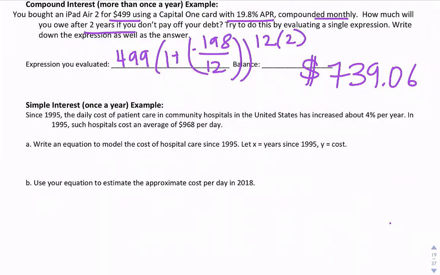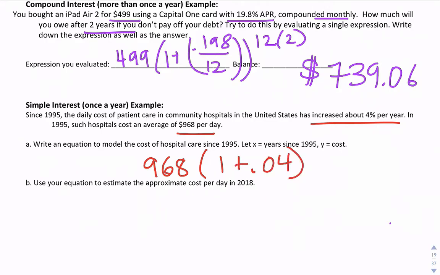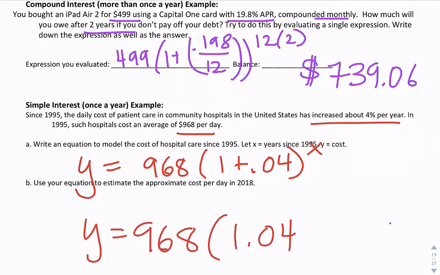In 1995, the cost of patient care in community hospitals has increased 4% per year. Such hospitals average $9.68 per day. Write an equation to model the cost of hospital care since 1995. Okay, so we start at $9.68 per day. It's increasing at 4% per year. All right, and then X is the number of years. So there's the equation. And then for 2018, how many years has it been since 1995? So I'll do 2018 minus 1995. It's been 23 years. So this will be 968, 1.04, and it's been 23 years.